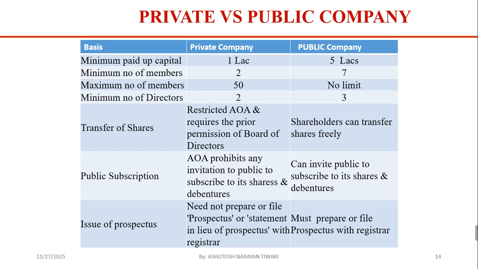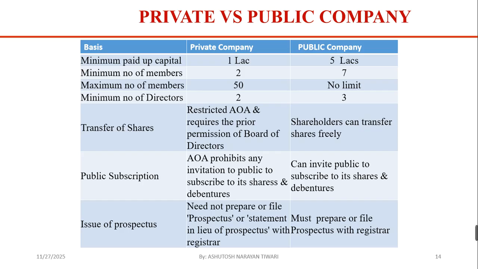Minimum number of directors: in private company 2 directors, in public company 3 directors. Transfer of shares restricted by the articles of association, AOA, and requires the prior permission of board of directors. In public company, shareholders can transfer shares freely.